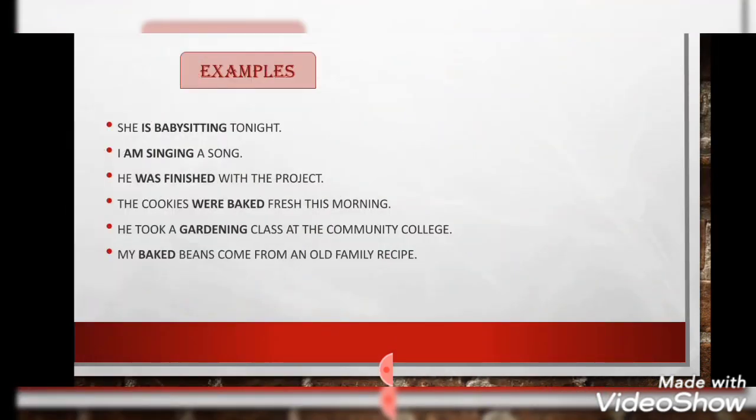Okay, some examples are: She is babysitting tonight. I am singing a song. He was finished with the project. The cookies were baked fresh this morning. He took a gardening class at the community college. My baked beans come from an old family recipe.